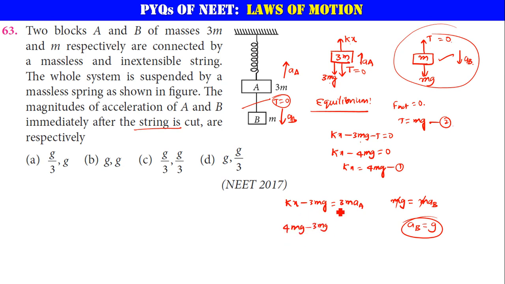This is why we have applied this equilibrium condition, so that you get all the other forces in terms of g only. So 4mg minus 3mg is equal to 3ma. This m and that m get cancelled. The acceleration of block A will be given by g divided by 3. So acceleration of A is g by 3 and acceleration of B will be g. Option A is correct here. Okay, let's go for the next question.